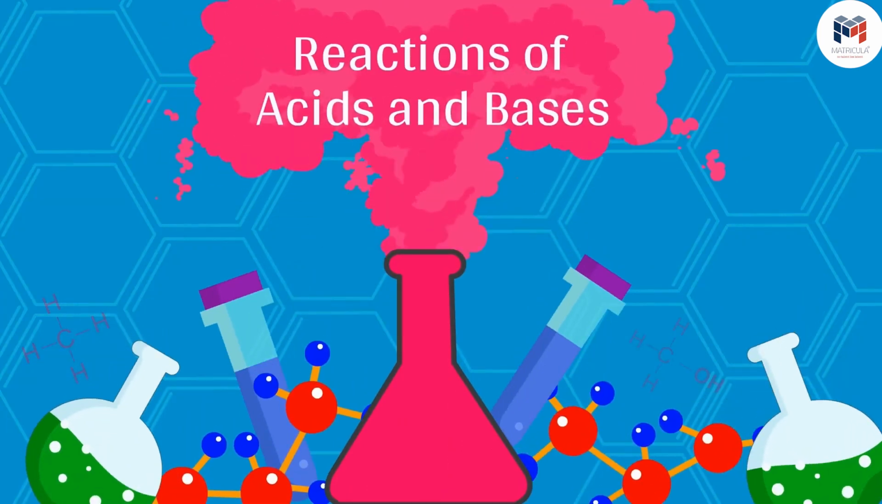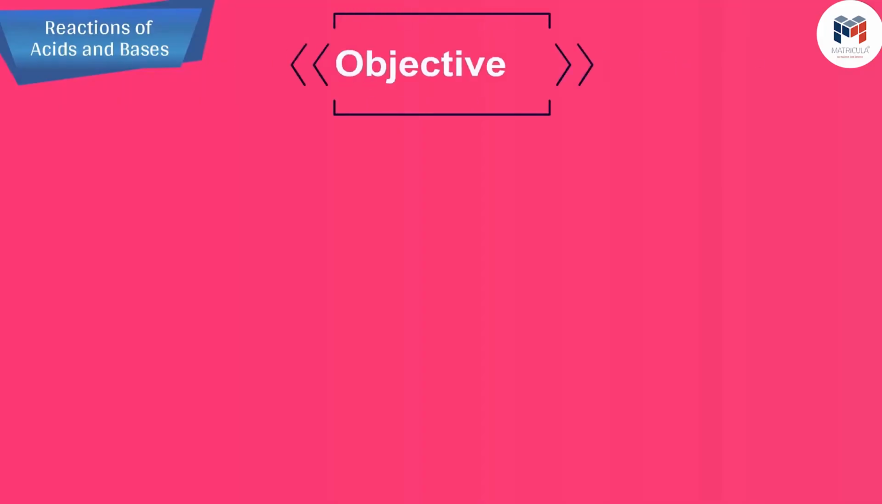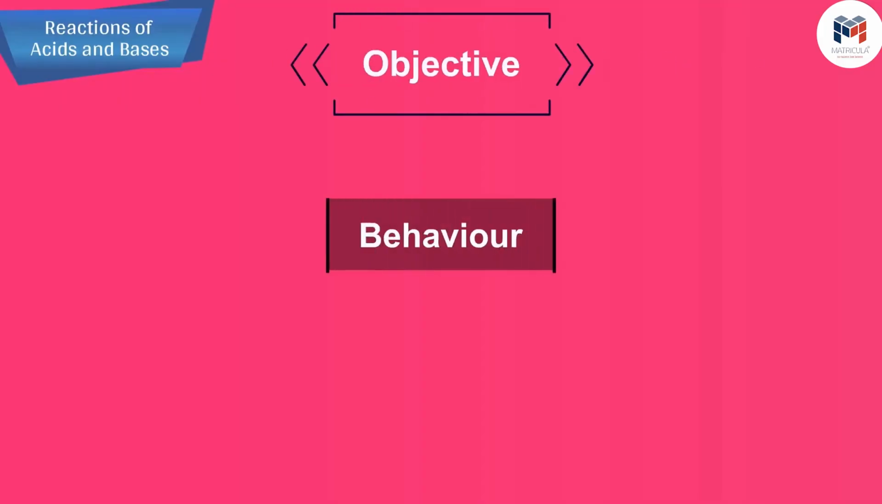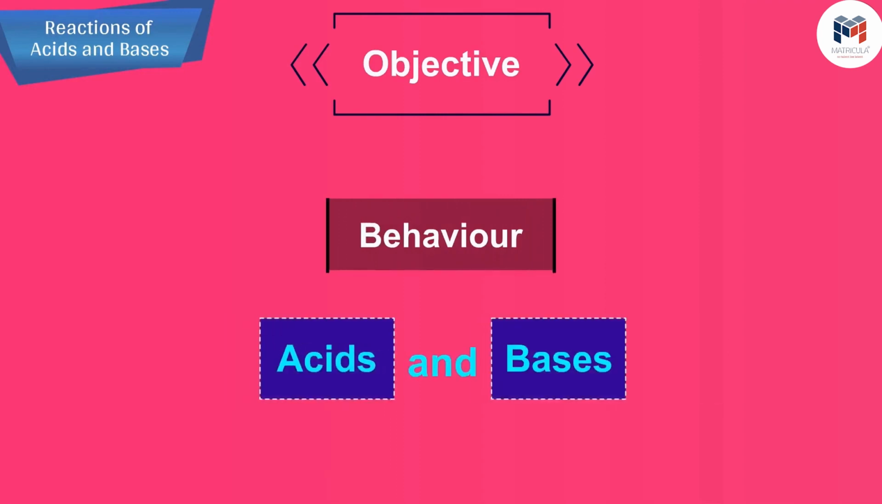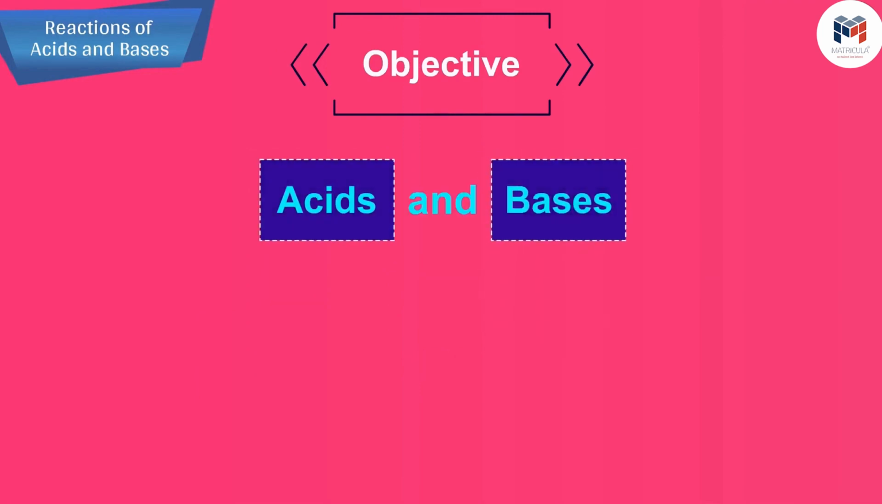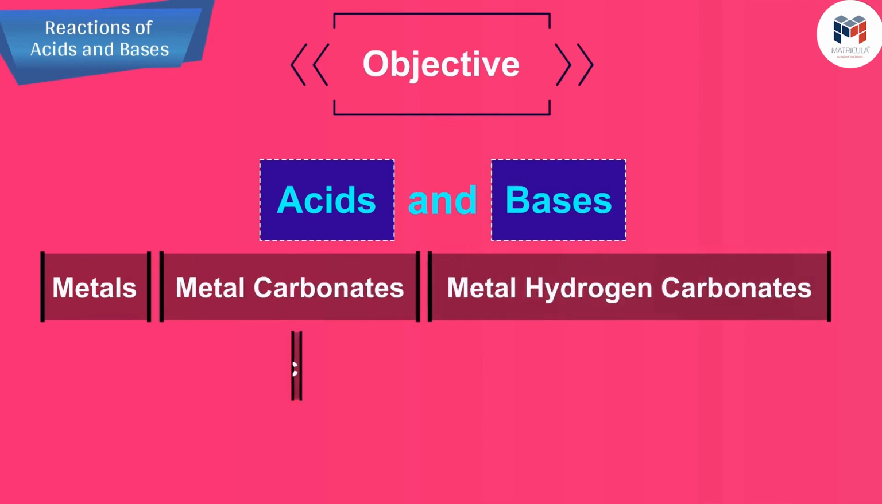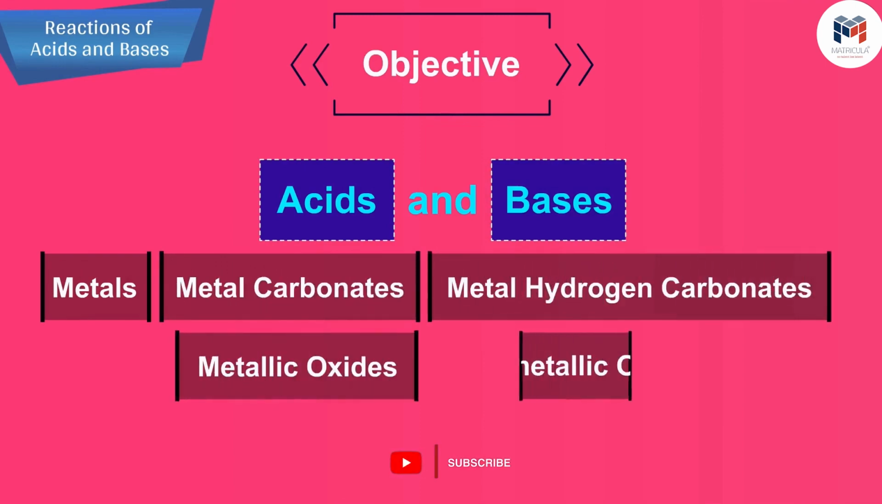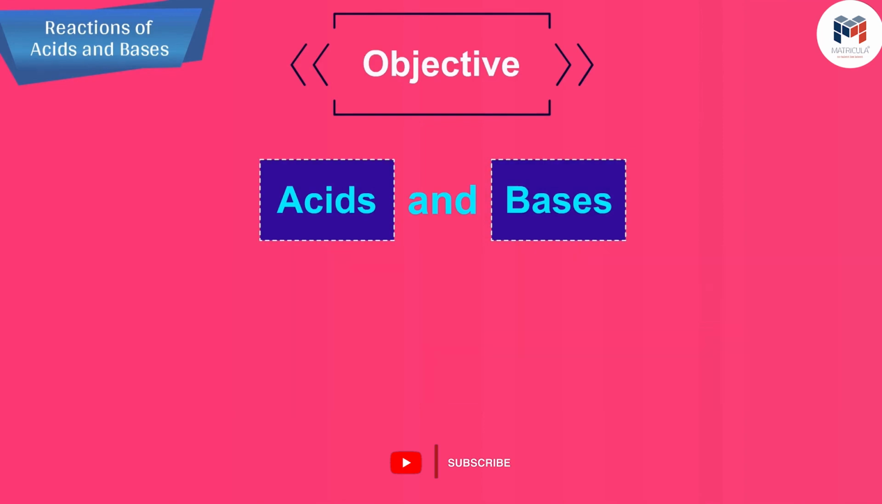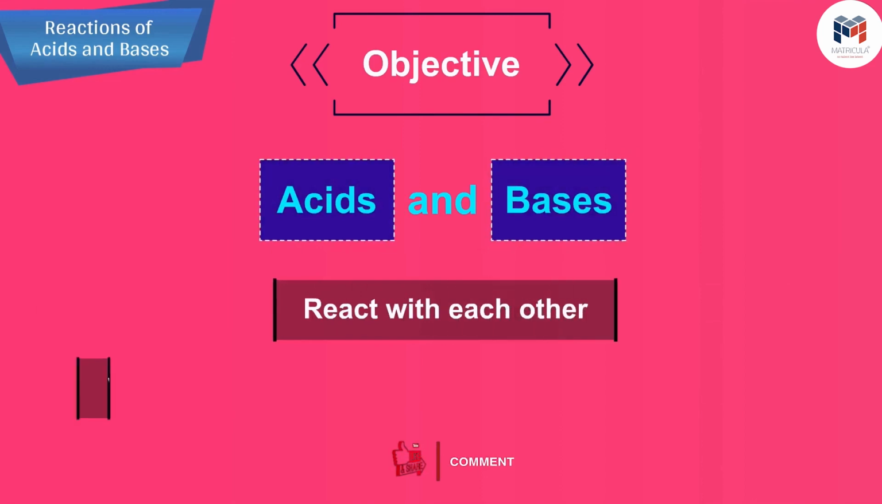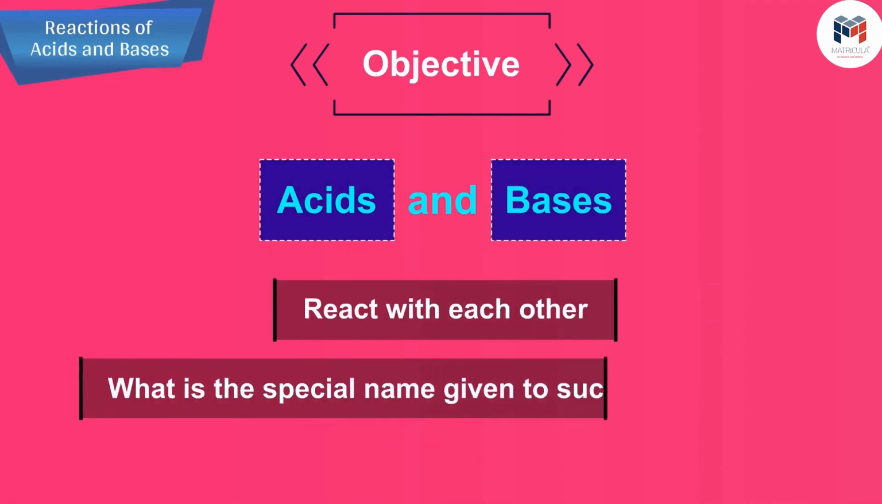The topic that we are going to cover in this session is reactions of acids and bases. In this video lesson, we will understand the behavior of acids and bases in a better way and understand how acids and bases react with metals, metal carbonates, metal hydrogen carbonates, metallic oxides and non-metallic oxides. We will also learn how acids and bases react with each other and what is the special name given to such a reaction.